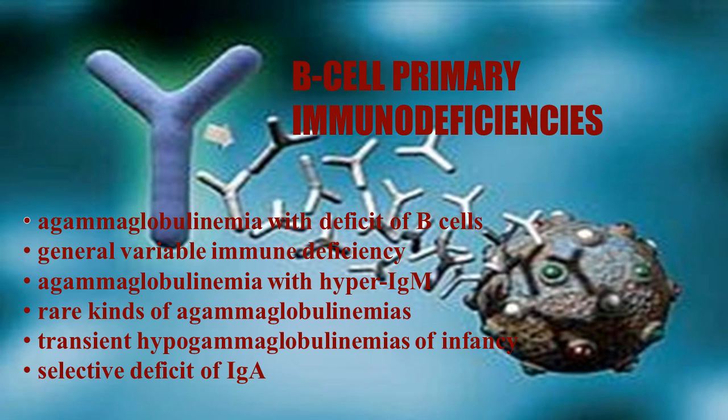B-cell primary immunodeficiencies. They include agammaglobulinemia with deficit of B cells, general variable immune deficiency, agammaglobulinemia with hyperimmunoglobulin M, rare kinds of agammaglobulinemias, transient hypogammaglobulinemias of infancy, selective deficit of immunoglobulin A.